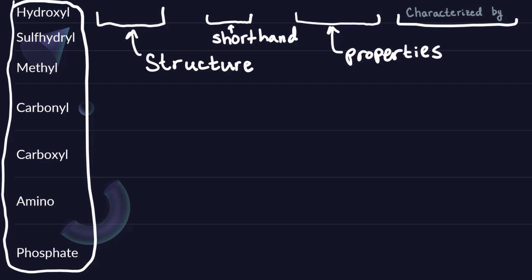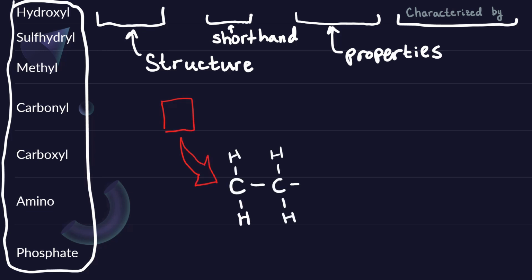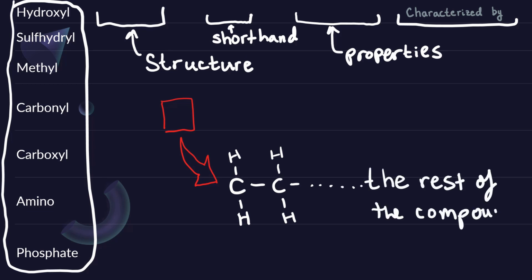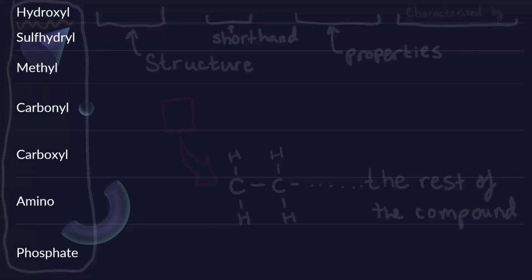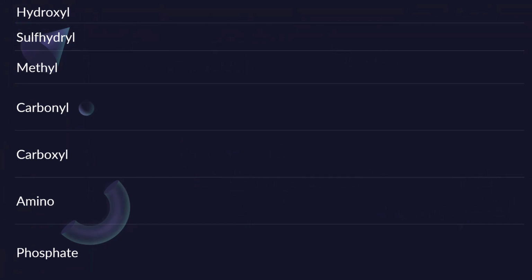Okay? Now, before we dive in, just to clarify, I'm going to be drawing some red boxes like this moving forward. Those red boxes just represent the carbons and hydrogens and other atoms that are attached to these functional groups. Basically, they represent the rest of the compound that is coming off of the functional groups. Sound good? Okay. And with that, let's get started by going over a functional group we see everywhere, and that is our hydroxyl group.